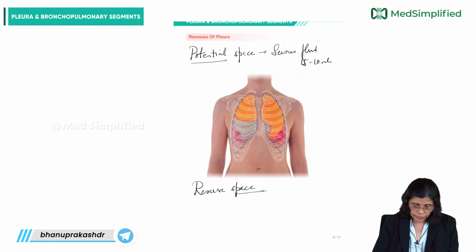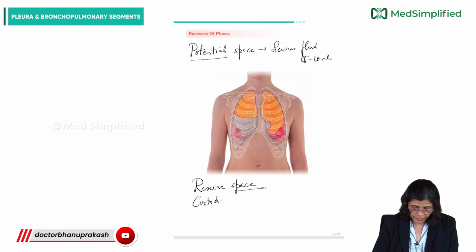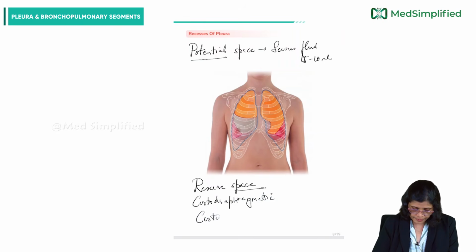So there are mainly two spaces, which we call the costodiaphragmatic space, and then we have the costomediastinal space.